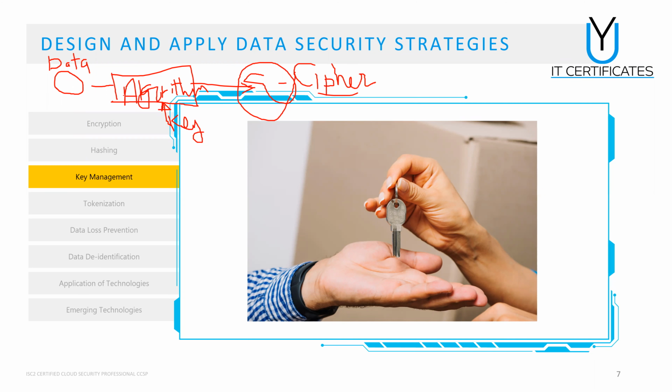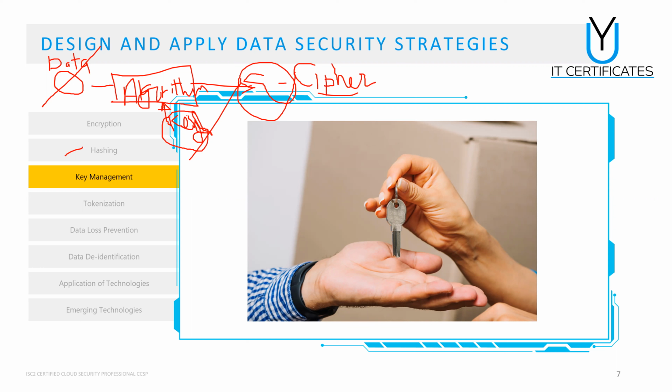Then we have here data, we know it. Encrypted cipher, we know it. But what is the algorithm? This is the algorithm that will be used to encrypt the data, and it will use the key. Key is a very important component. Without the key, the user will not be able to encrypt or decrypt the data. And the key represents the secrecy of the encryption.